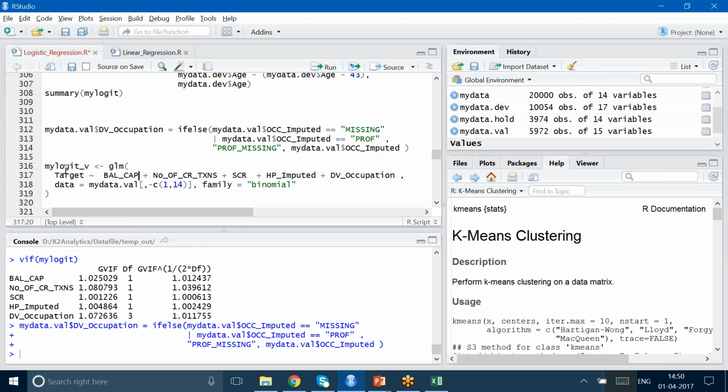well, I kept creating new variables, but I have not changed the C1 to 14. Minus C1 and 14. Those are the two variables which I'm dropping. Why was 14 dropped? Random number. No, see, 14 is a random number. Just let us view it. View my logit.